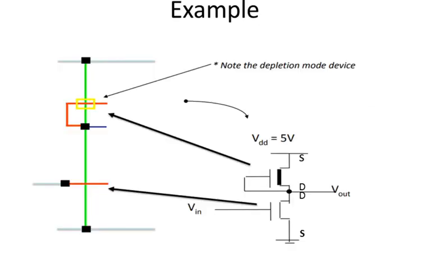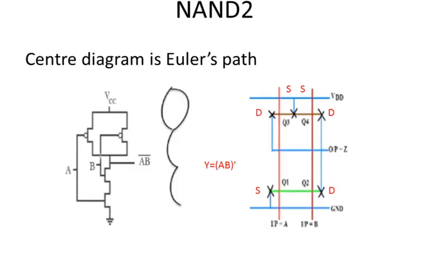Next will be this inverter circuit. This is also a stick diagram of an inverter circuit. Here to show the depletion type MOSFET, I have included this diagram. Here this yellow color square box indicates the depletion mode device.